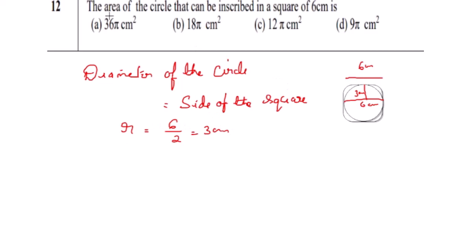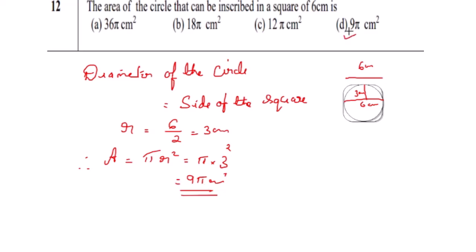So what do we have to find out here? We have to find the area of the circle. Therefore, area of the circle is equal to pi r square. The answers are given in pi, so no need to substitute the value of pi. Pi into r squared. What is r? r is equal to 3. That is 3 squared, which is equal to 9 pi centimeter square. 9 pi centimeter square is the answer. So option D.